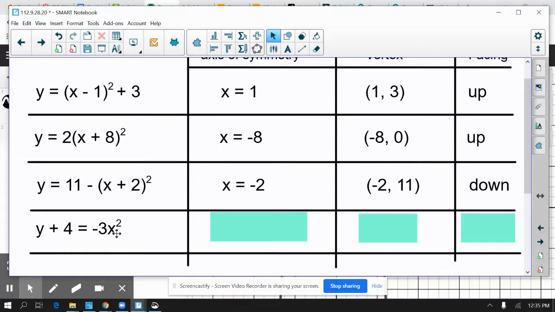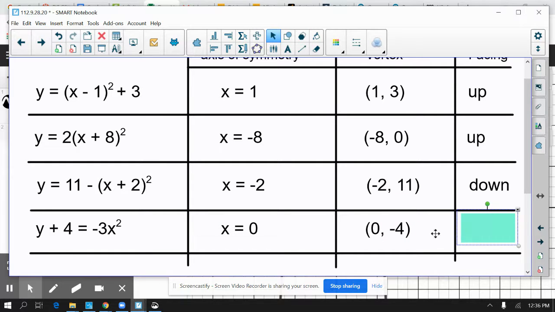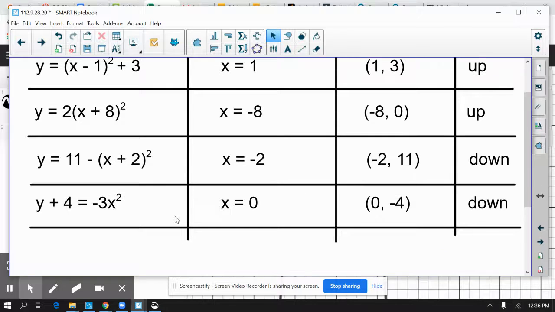And then here, this one, you could mentally subtract 4 to have it solved for y. And you have negative 3x squared minus 4. Well, there was no movement left or right. So the x part of the vertex is 0. But it did move down 4. So the vertex is 0, negative 4. Axis of symmetry is x equals 0, and this one faces down because a is negative 3.